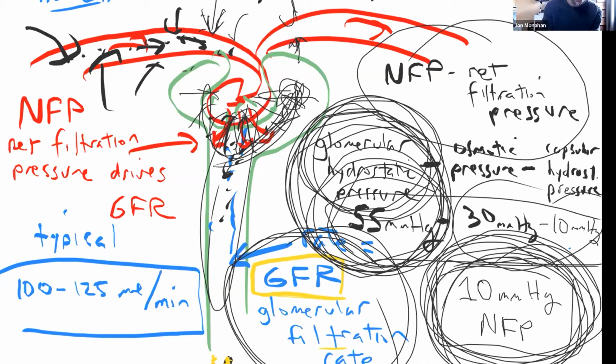Quick question. That net filtration pressure of 10 millimeters of mercury, if that is normal-ish, is that pressure going to be adequate to have your 0.1 liters going through the glomerulus? I cannot say that word, glomerulus. So that's enough pressure. Those are all normal numbers. Glomerulus comes from glomus, which is a ball.